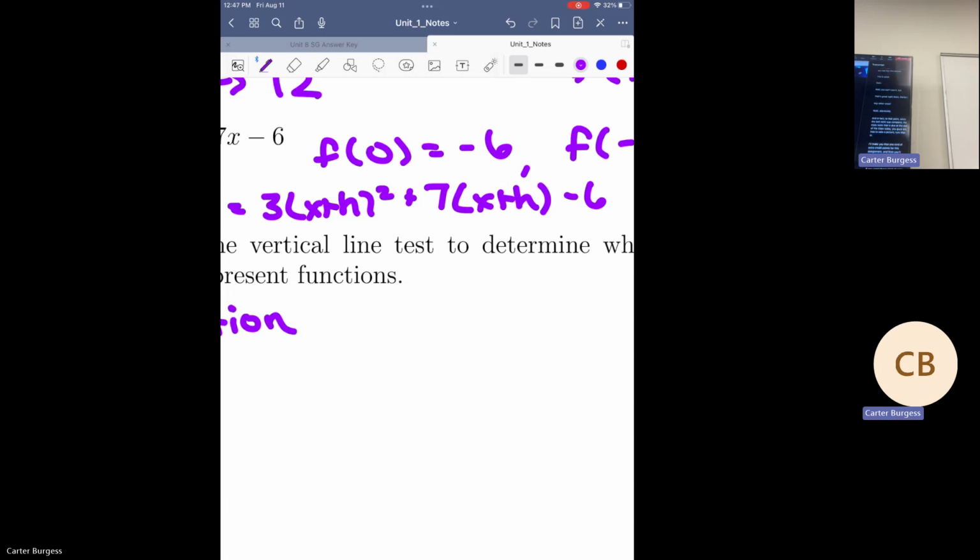How do you want us to submit it? Just take a picture and then upload it to Schoology. You can take it with your computer. Yeah, Photo Booth with your computer.